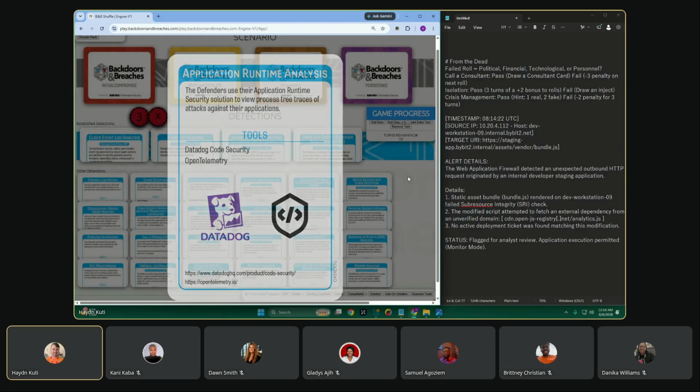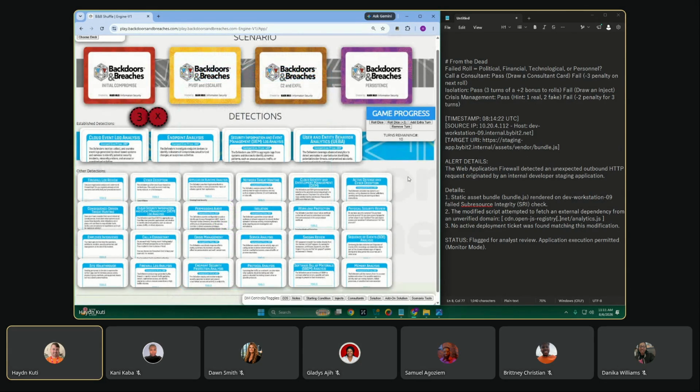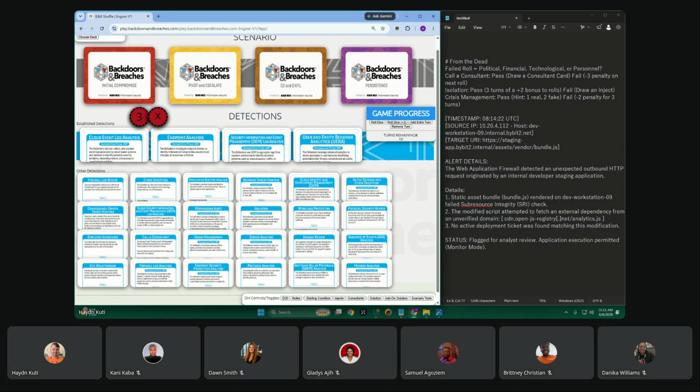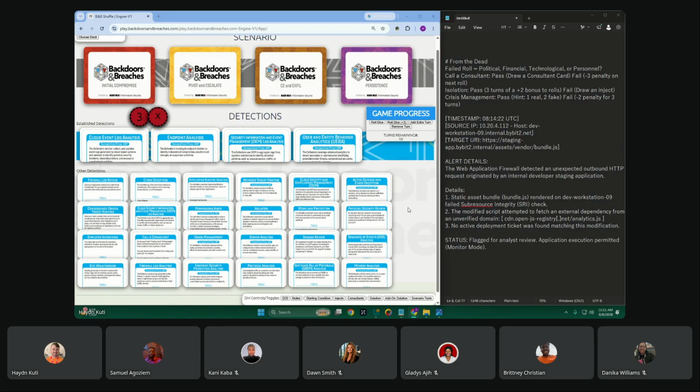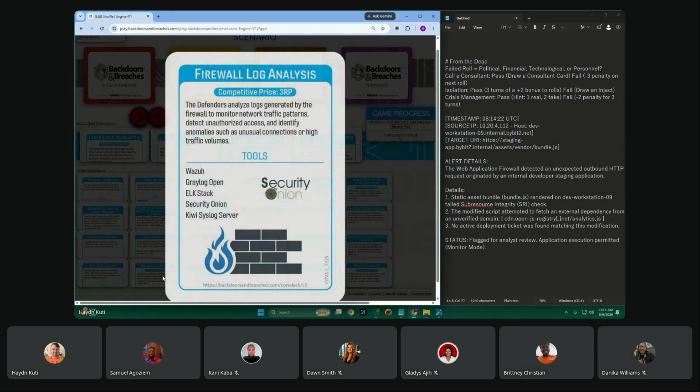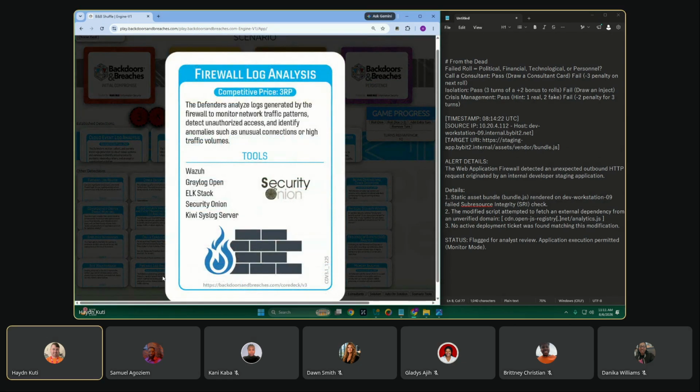Anybody have any cards they'd like to look at? Any clarifying questions? Anything? Okay, yeah. Can I review the cards now? Yeah, is there any specific ones you want to look at? Yeah, I want to check the firewall log analysis. Defenders analyze logs generated by the firewall to monitor network traffic patterns, detect unauthorized access, and identify anomalies such as unusual connections or high traffic volumes.